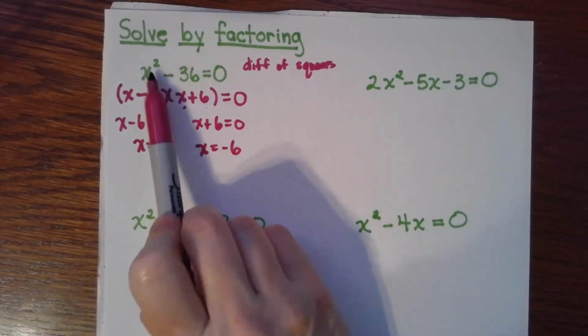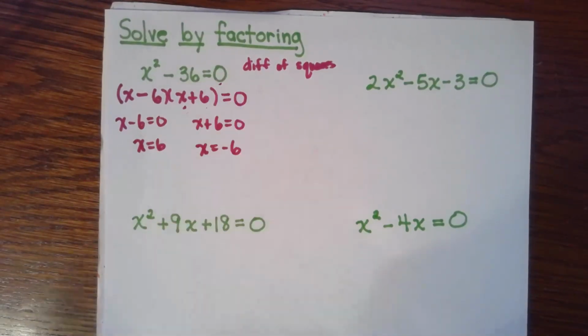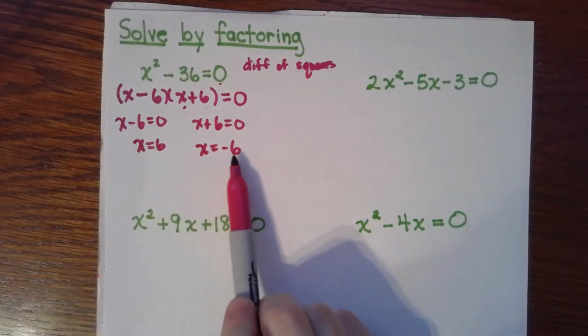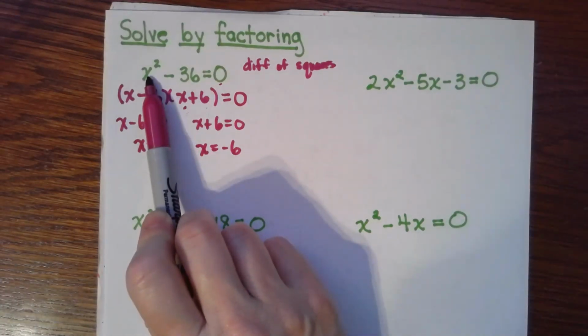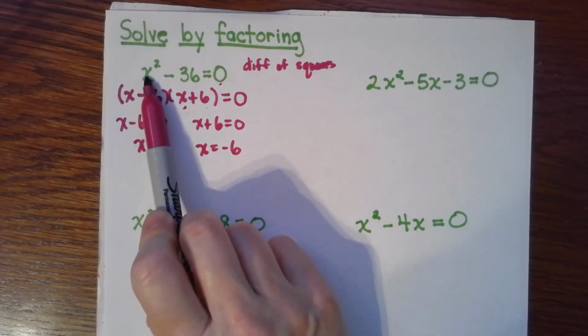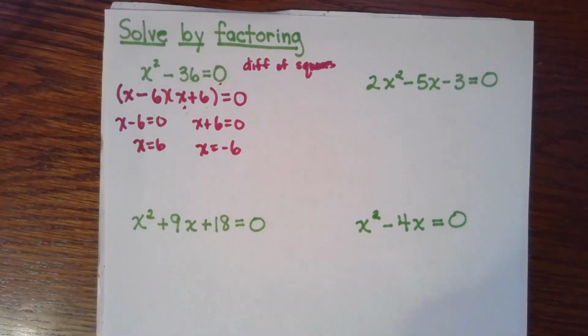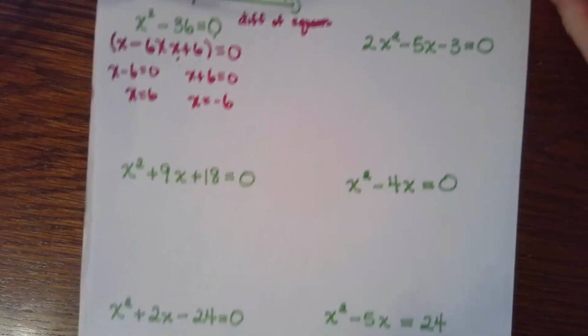If we had a positive 6, squared is 36. 36 minus 36 is 0. That one works. What about the negative 6? Negative 6 squared, that's negative 6 times negative 6. That's positive 36 minus 36, also 0. So both of these solutions work. Okay, good. So let's move on.